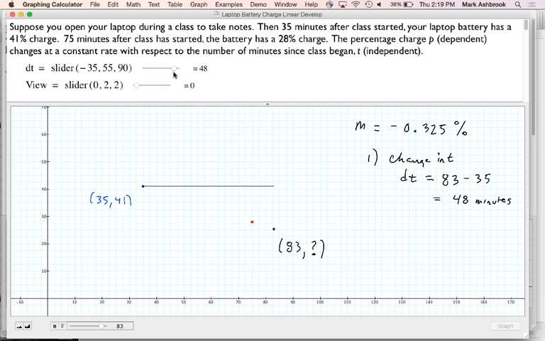Step one, find the change in t. So what do you suppose step two is? Change in the percent. Change in p. Question of the month. Question of the week. Question of last week. How do I find the change in p?